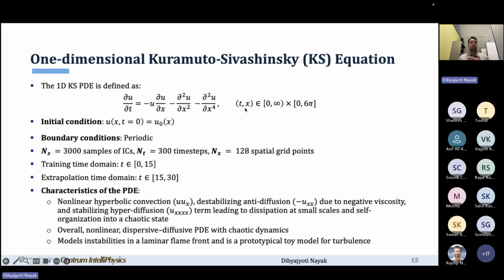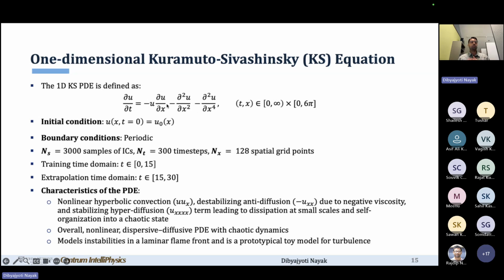This is the training time and spatial domain that is defined here. One key thing to note is that I keep the training time domain to be infinity. That is because this is a chaotic system, so you can keep on simulating it forever. The main highlight of the KS equation is that it has multiple competing terms. You have a hyperbolic convection term, and you have an anti-diffusion term. By anti-diffusion, I mean you can think of that as a term having negative viscosity. The viscosity contributes to stability in the numerical solution, but this does the exact opposite and destabilizes the solution. And then you have a stabilizing hyperdiffusion term, given by a fourth-order spatial derivative.